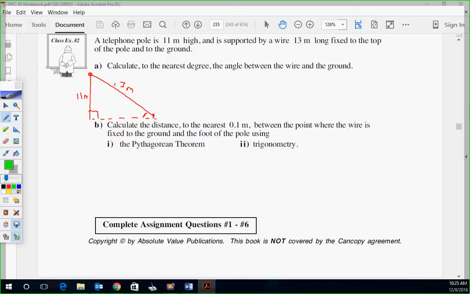Okay, so now that means we're trying to find this. So we want opposite over hypotenuse. So sine of x degrees is 11 over 13. So Logan, we'd be doing inverse here. So there it is. Okay, and what do we get for that? 58 again, okay.